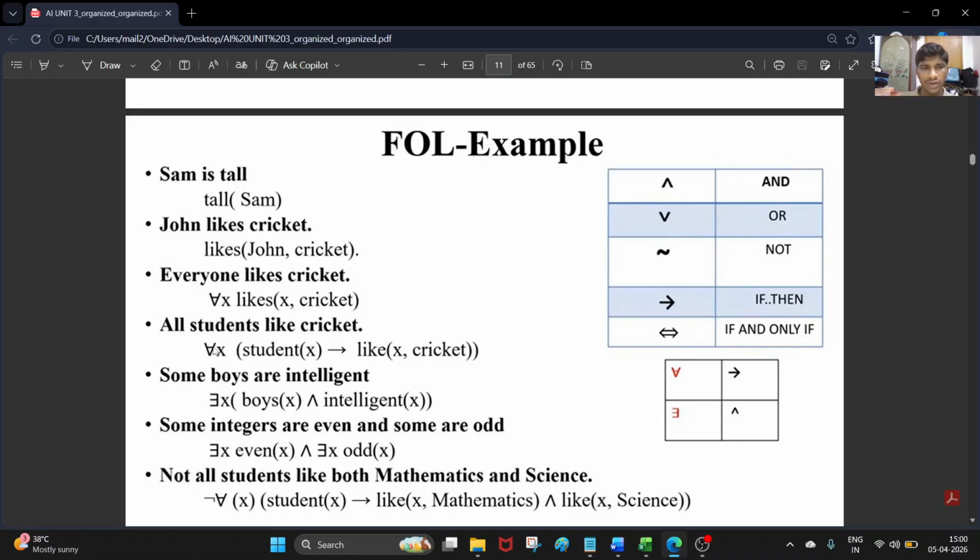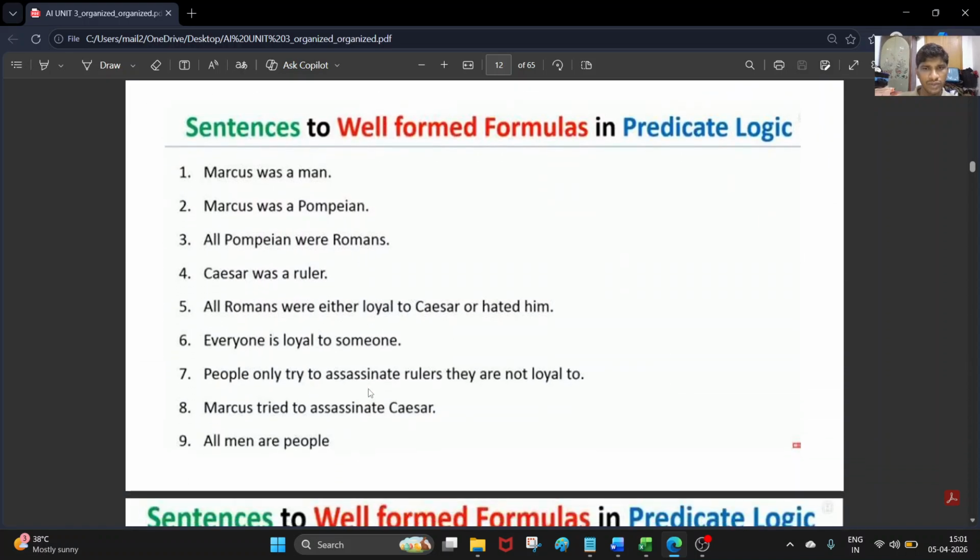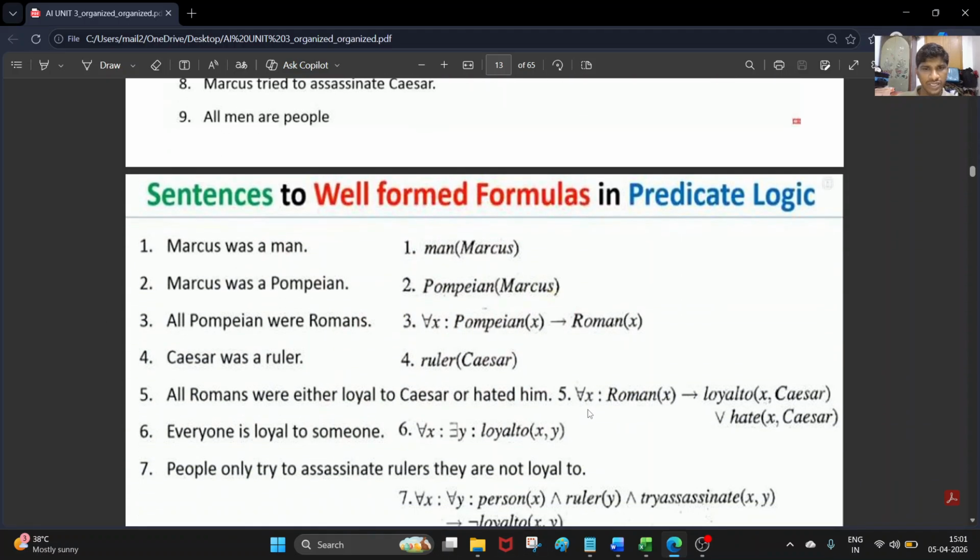All students like cricket. For all X, Student(X) implies Likes(X, Cricket). Here, when for all is used, you have to use conditional statements, that is, if-then statements, not biconditionals. Some boys are intelligent: there exists X, Boy(X) and Intelligent(X). Likewise, we can form more. Here are some statements you can take as practice and convert to FOL statements.